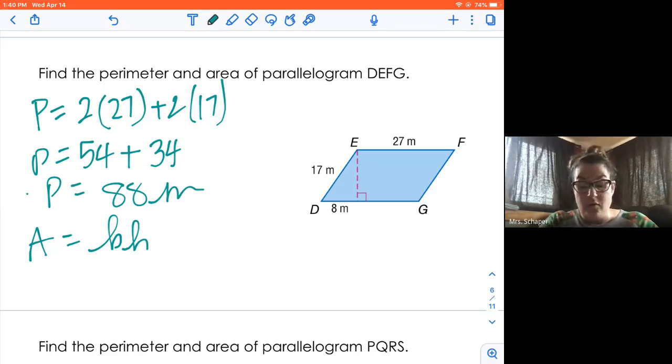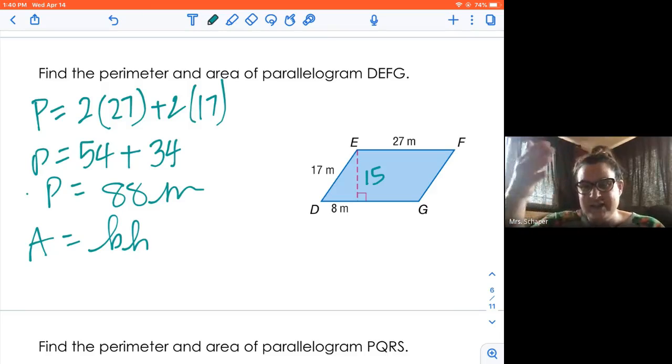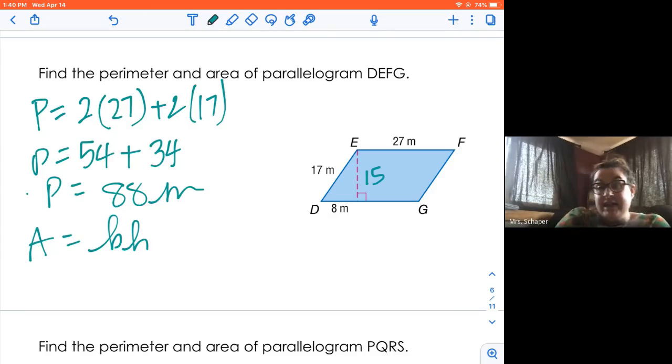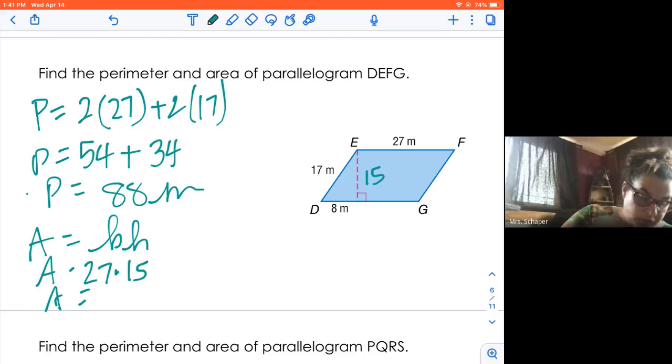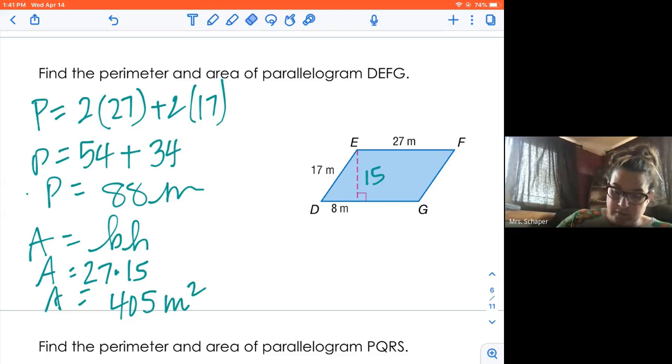And so, whoops, let's just figure out that height. I know it's a Pythagorean triple, and I just can't remember. Oh yeah, it's 15. I knew this was a Pythagorean triple because of 17 and 8, but I couldn't remember if it was 13 or 15. So the height is 15. The base is 27. So the base is 27 times the height of 15. So 27 times 15 is 405 meters squared. Okay. So again, I was using the Pythagorean theorem here.